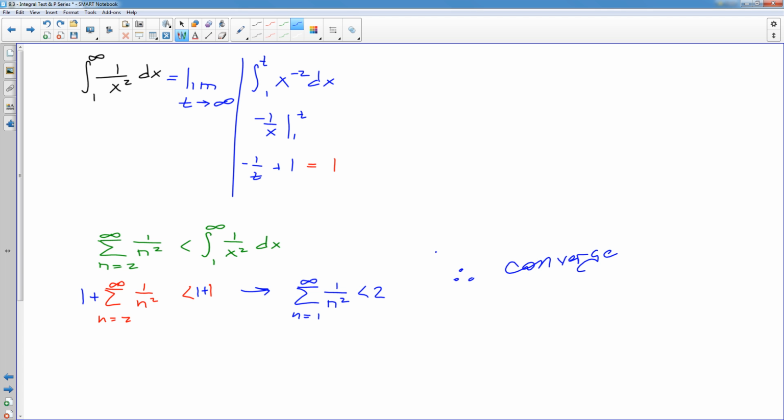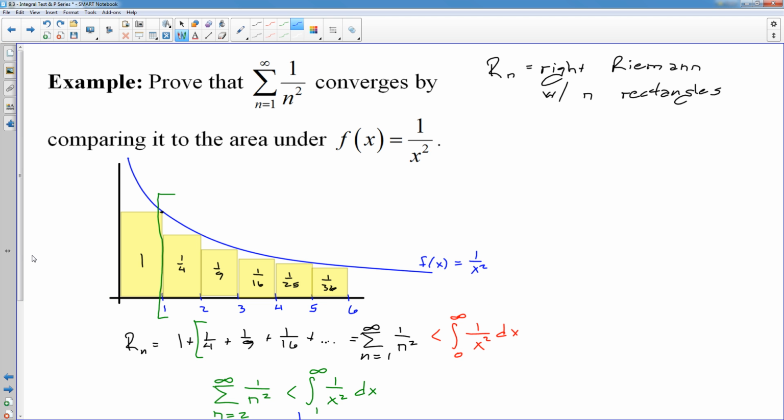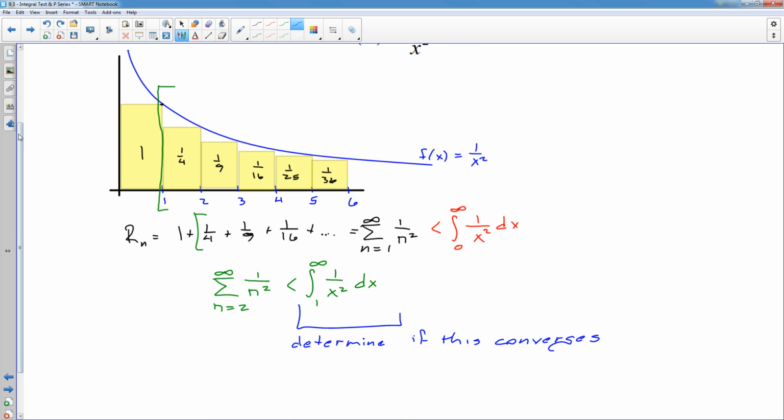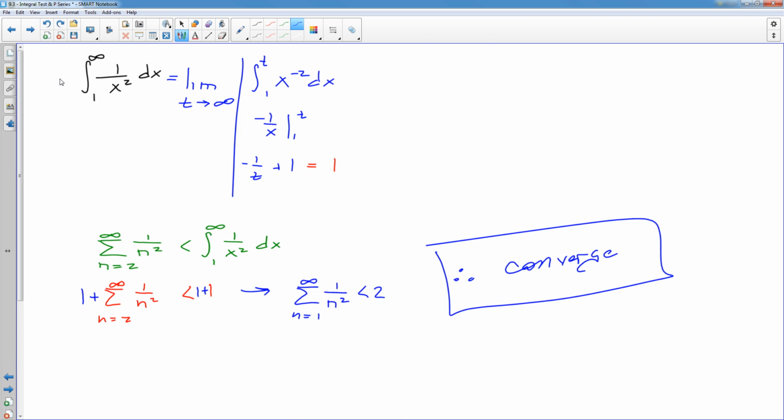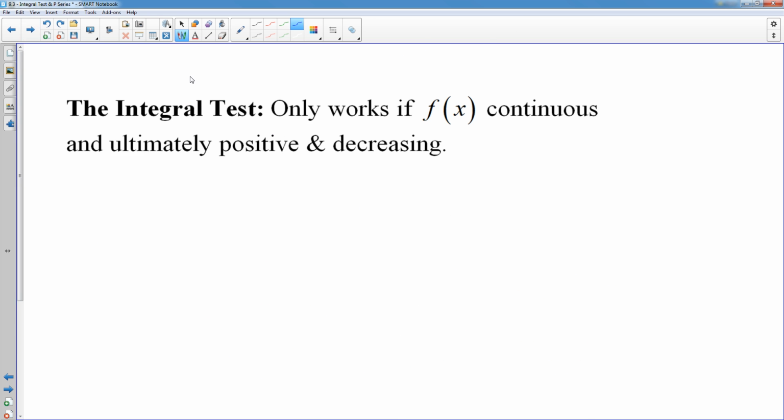Yay. All right, so that's the idea behind the integral test. Now that was an example. We probably won't go into that much detail how I separated out the first term. The integral test actually is fairly straightforward. Here is the formal definition.